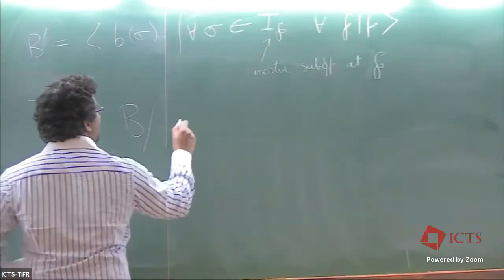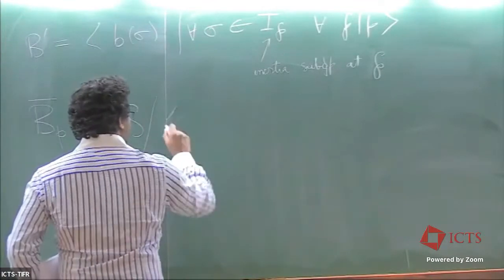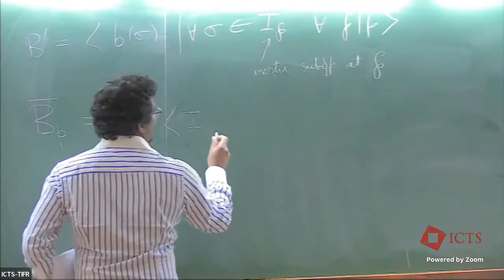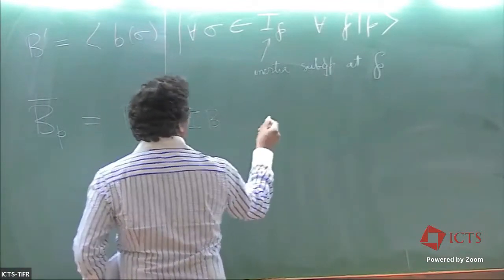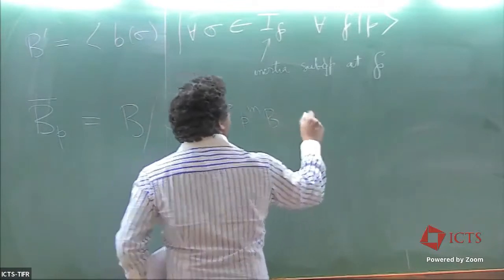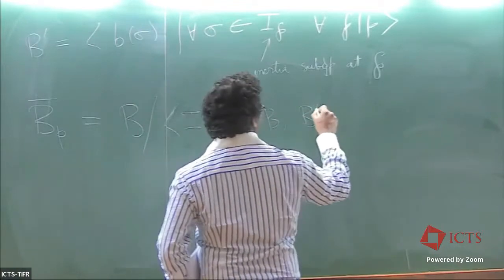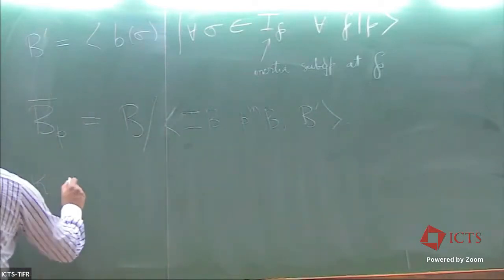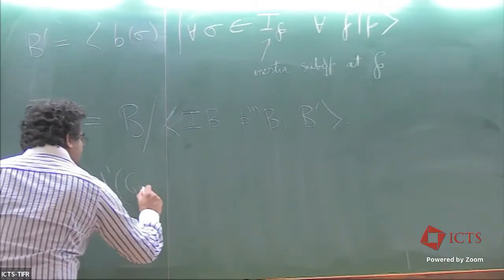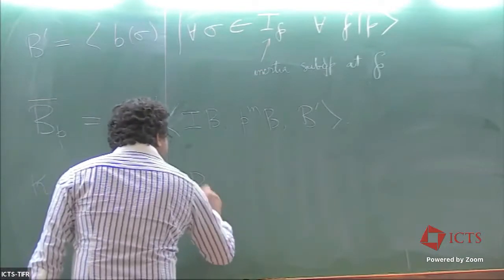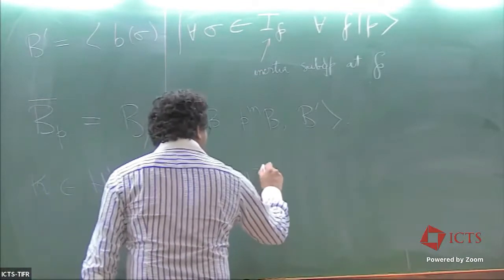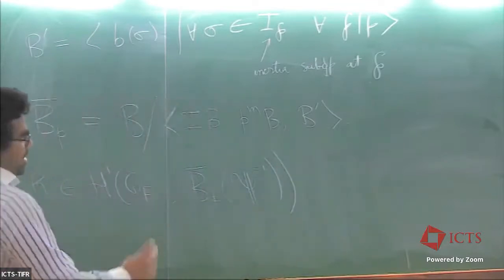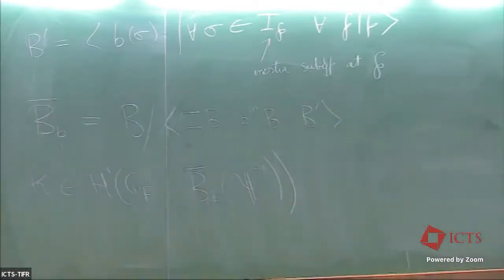This is B modulo the submodule generated by I times B, P to the M times B, and then this B prime. Okay, and I still get a cohomology class in this module, and I'll denote it again just by kappa, because I won't be using that kappa anymore. I won't use kappa as an element in here, so I'll abuse the notation and just write that.